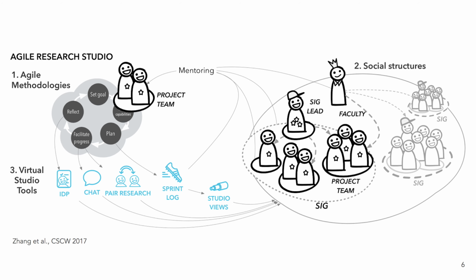And one example of using networked orchestration to orchestrate research communities is the Agile Research Studio model, which is a socio-technical model for scaling research communities of practice. And it allows a small number of experts, such as 2 faculty members and their PhD students, to sustainably train 20 to 30 undergrads at any one time by providing various agile methodologies, different social structures, and virtual tools to support the orchestration process.